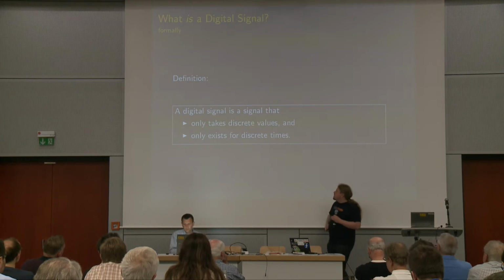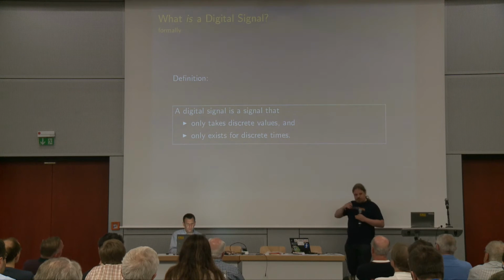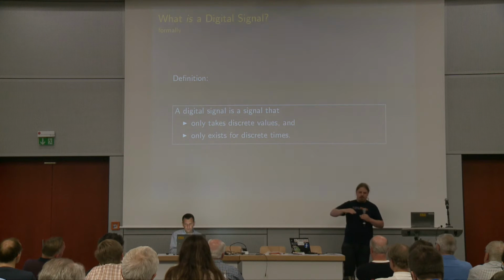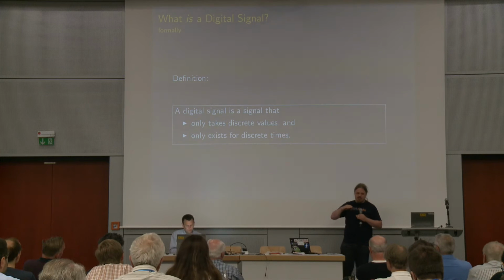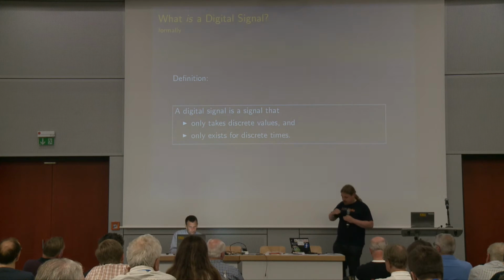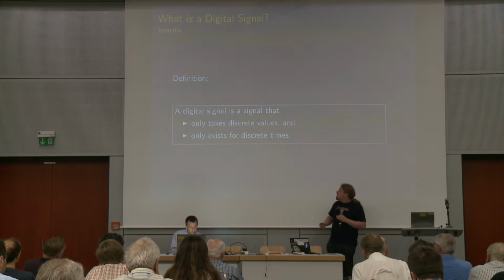So what is a digital signal? Well, a digital signal is just a signal, so something changing over time, for example, but it only takes discrete values. It can't have the value of pi if pi is not a valid value in your digitization. And it only exists for discrete times. So it won't exist between two sampling points.